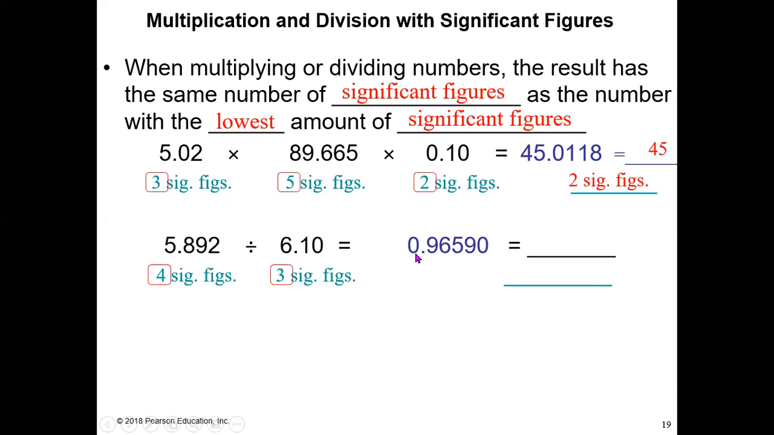We know this 0 is the leading 0 and does not count as significant. So therefore, 1 significant figure, 2, 3. We round off every digit to the right of this 5. We look at the digit to the right of this 5, we see 9, so we round up. Therefore, we get 0.966.